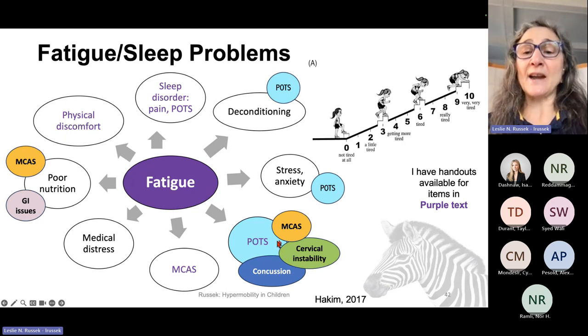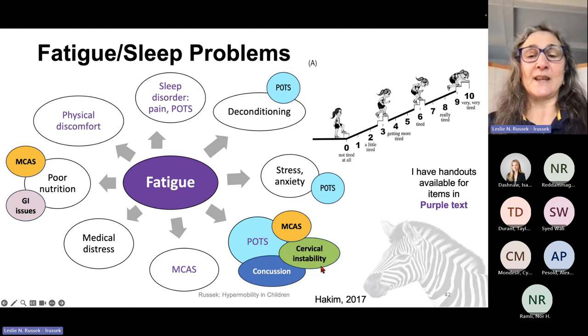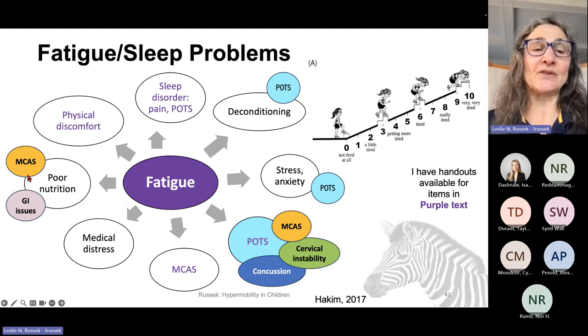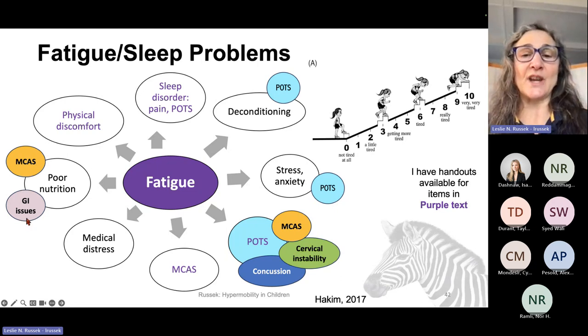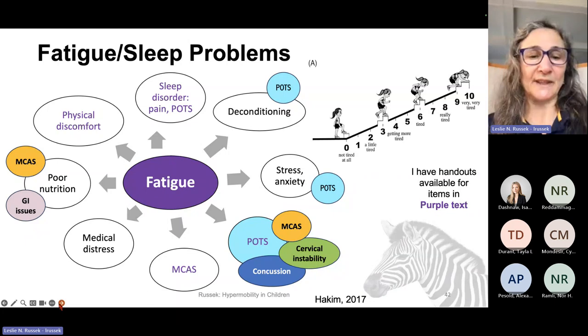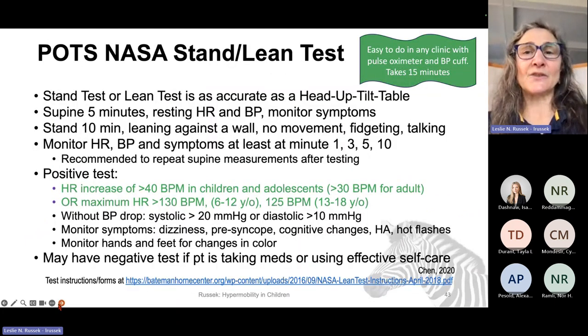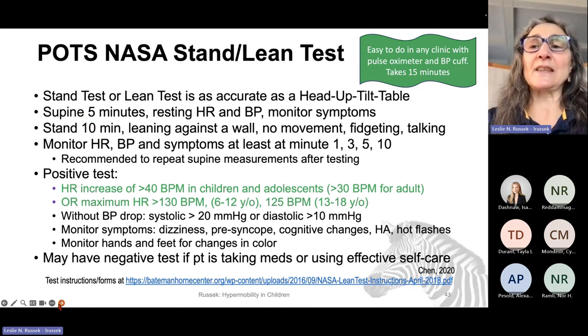So POTS can be aggravated by MCAS, by concussions, and by cervical instability, which can be present in people who are hypermobile. Nutrition can be aggravated by food sensitivities associated with MCAS and other GI issues associated with hypermobility and POTS. So it gets complicated. So if you think they have POTS, you can do the POTS NASA stand or lean test in the clinic.